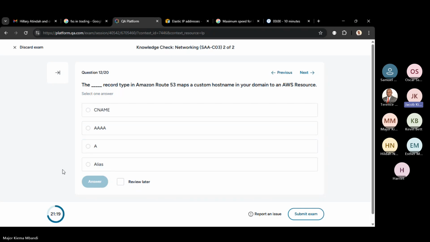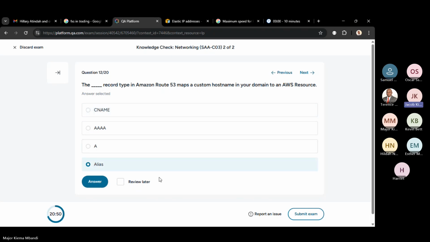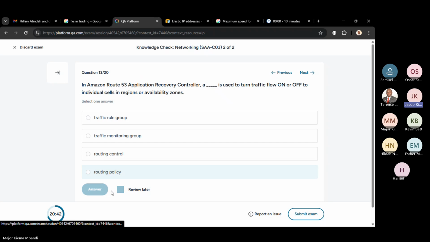The dash record type in Amazon Route 53 maps a custom host name in your domain to an AWS resource. Custom host name. So I think I'll go with CNAME. The other options are... I think it's C. I will go with alias, D. Okay. I think C is the choice though. Okay, yeah. I think we'll put that for review.